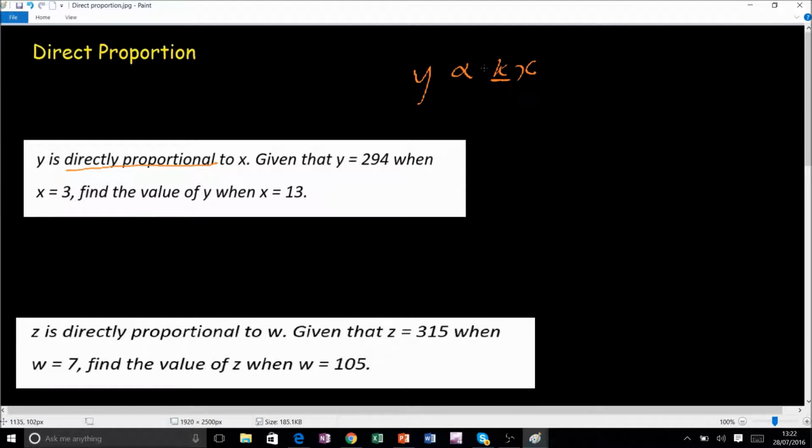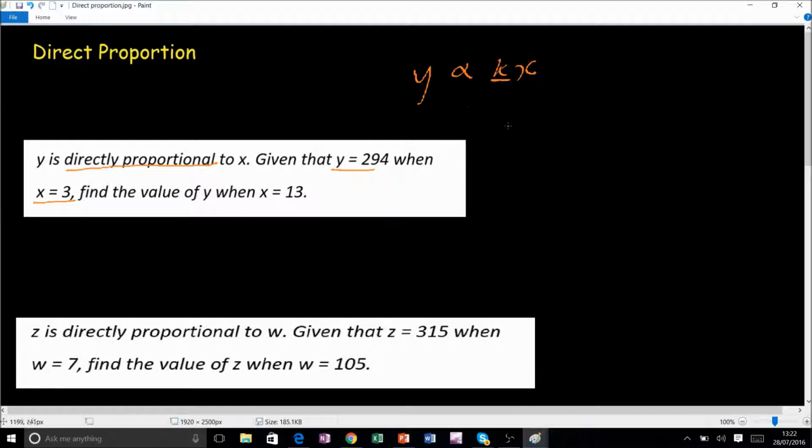So we know y is directly proportional to x, and k is our proportionality constant. They're now going to give us some information that will help us find out what k is. It tells us that y is equal to 295 when x is equal to 3, and then it says find the value of y when x is equal to 13. But first, we need to find the value of our proportionality constant, and we're going to find that using this information: y is equal to 295 when x is equal to 3.